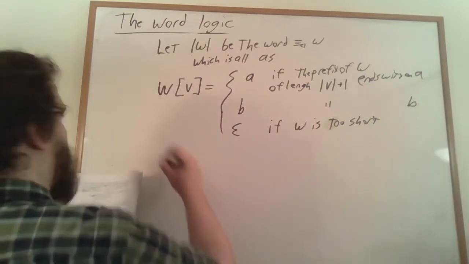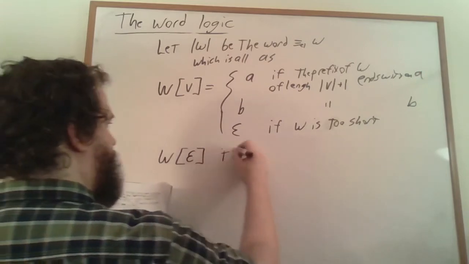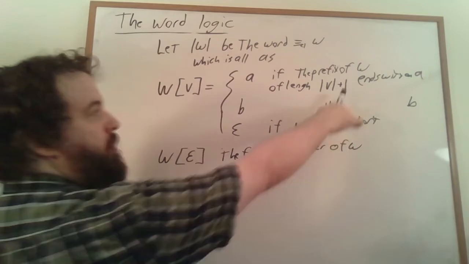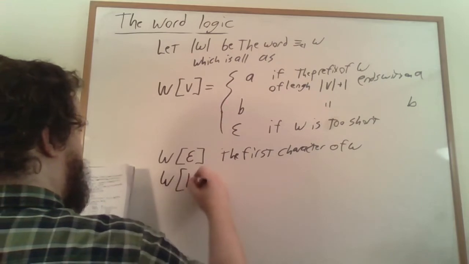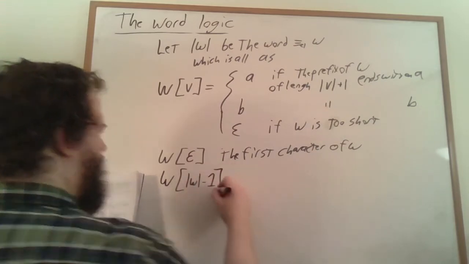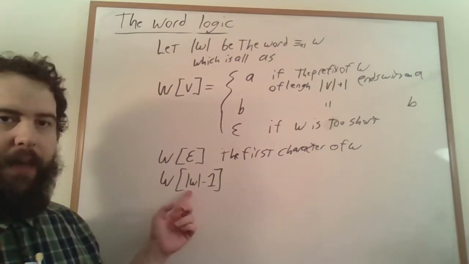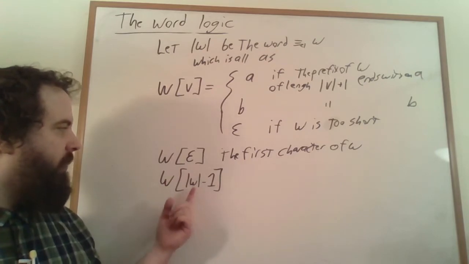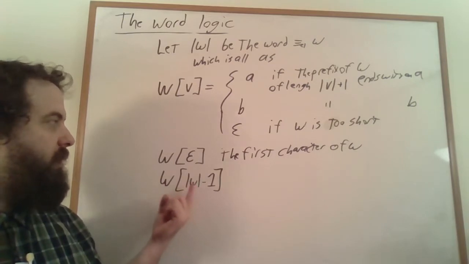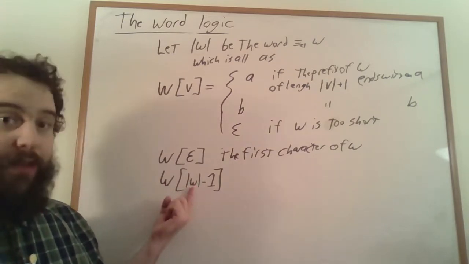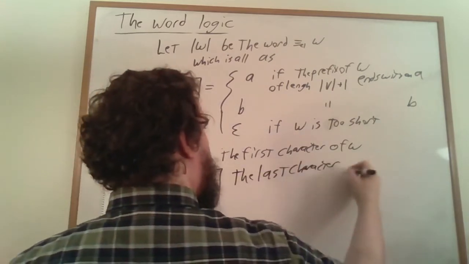Just for clarity, I want w of the empty word to be the first character of w. That's why I've added this plus 1 here. And w of the length of w minus 1, which is actually kind of a sensible thing to say, at least if w isn't the empty word, because we can find a word that's all a's that's the same length as w, and we can find a word that's all a's whose successor a is that. And so this is going to be the last character of w.